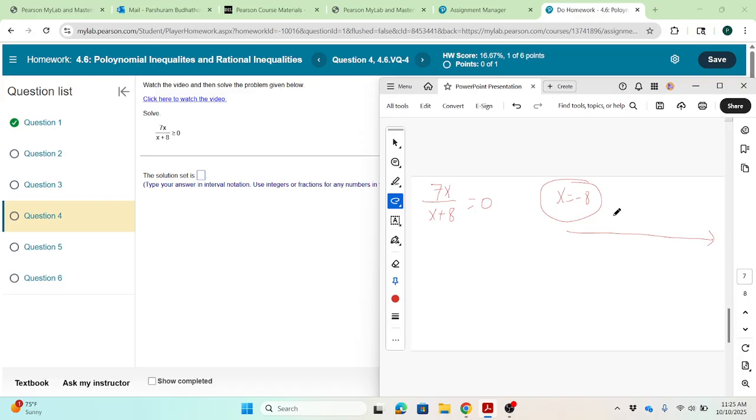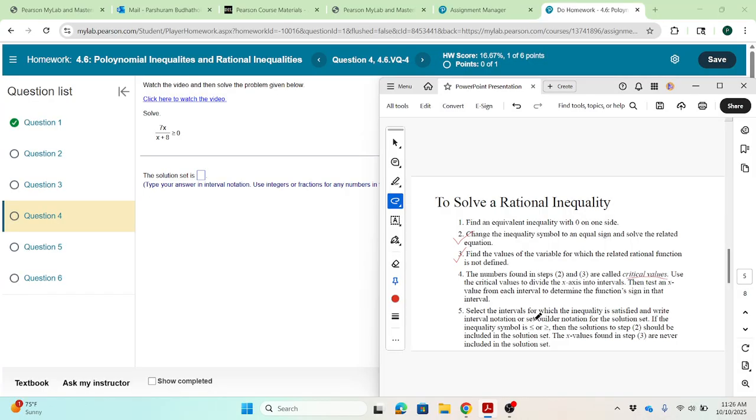So that is one point which we find, that's called a critical point. And if you take the numerator, 7x equals 0, that gives you another solution, which is 0. So there are two critical values. If you check the notes, it says change the inequality symbol to an equation, and then find the value of the variable for which the related rational function is not defined.